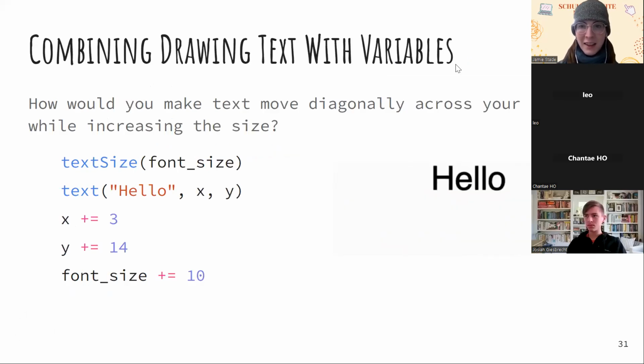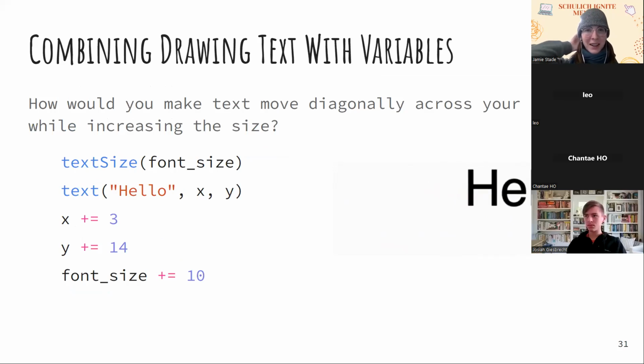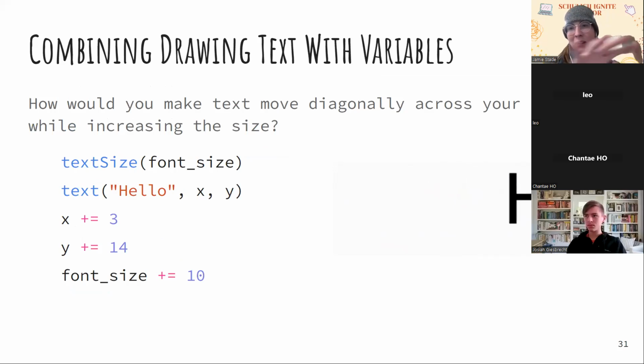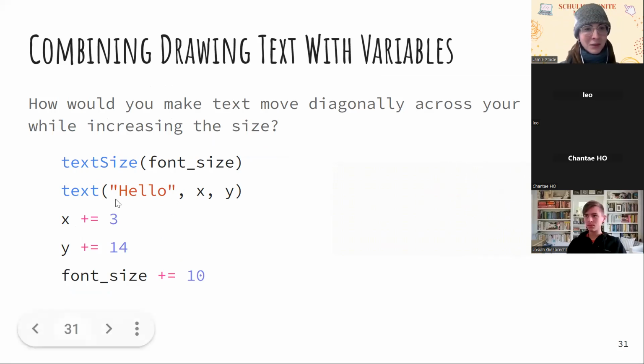And here's a little example of how we can combine drawing text with variables to have the word hello get larger and hover ominously across the screen. So if we wanted to update the X and Y variables, we could do that here. We could also update the font size. So it'll move diagonally across the screen and also get larger. That's something we can do with variables and text.